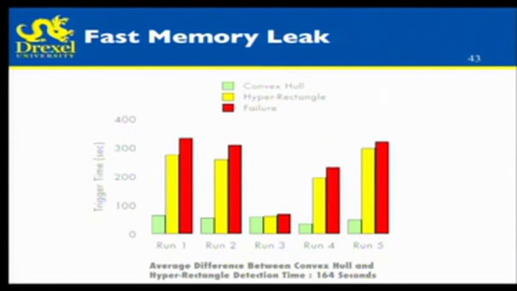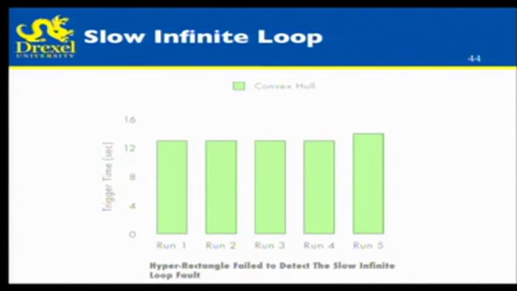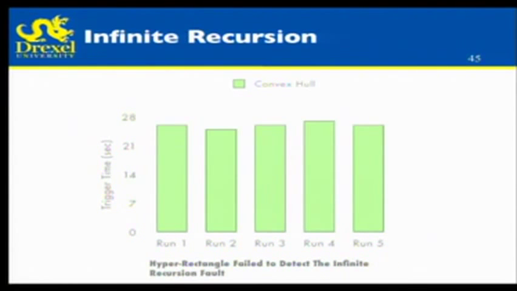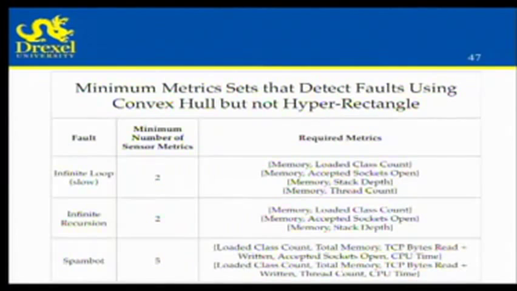And then I want to move to some malware where you see there's no yellow bar, which means that only the convex hull was able to find that this was a problem. Same thing with infinite recursion, spam bot.